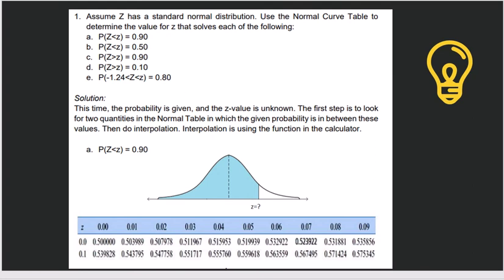Assume Z has a standard normal distribution. Use the normal curve table to determine the value of Z that solve each of the following. So, ang sinolve lang natin dito is yung letter A, no? Then, try to solve yung B, C, D, and E. So, this time, the probabilities given by the Z value is known. The first step is to look for the two quantities in the normal table which the given probability is in between this value. Then, no interpolation in using the function of calculator.